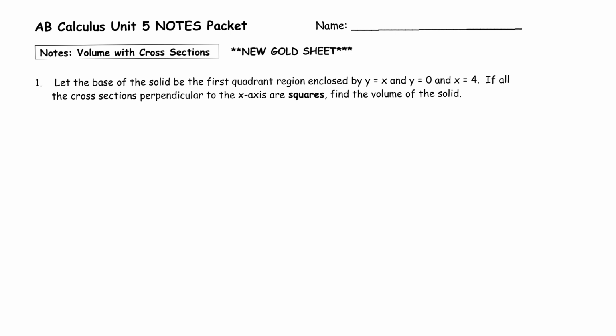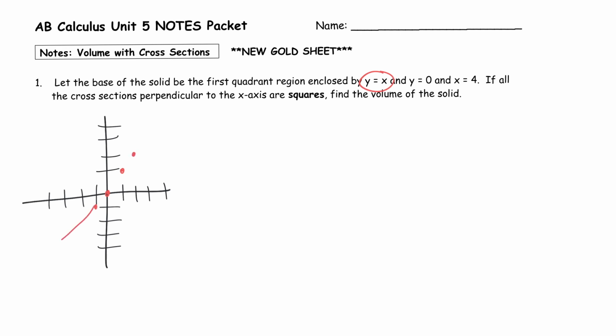So let's start by graphing these 3 different functions. y equals x is going to be our diagonal through 0, 0. y equals 0 is going to be horizontal, our x-axis. And then x equals 4 is a vertical line through the x-axis at 4. So this blue area here is what we're talking about. That's the base of a solid.